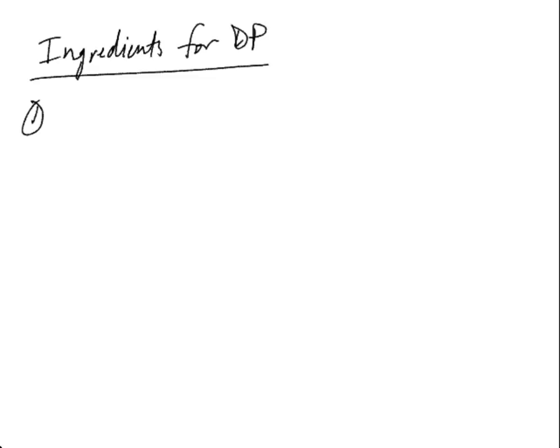So the big question is, how do I know if my problem is suitable for a dynamic programming solution? There are two ingredients to a good dynamic programming problem. The first is what's called optimal substructure.